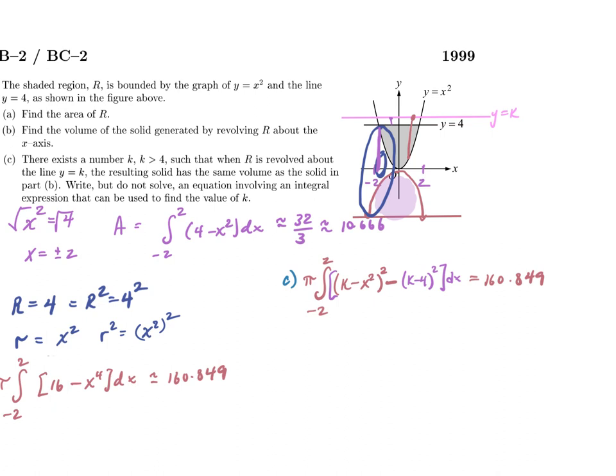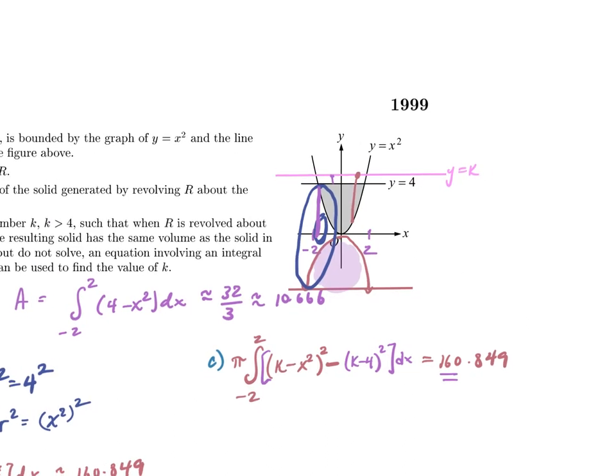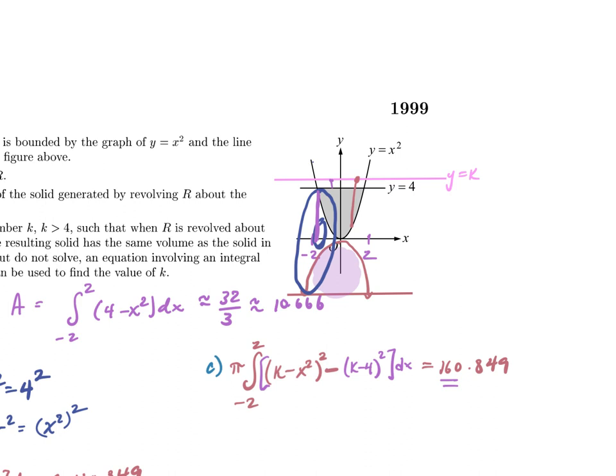We want it to be equal to the volume we found in B, so that's where the 160 is coming from. And again, k is higher than y equals 4, so I'm just drawing a horizontal line. And then we're going to go from the axis of rotation to the furthest curve. Let me see if I can graph this. So it's going to look something like this, I believe. Like that. So the big R is this one here.